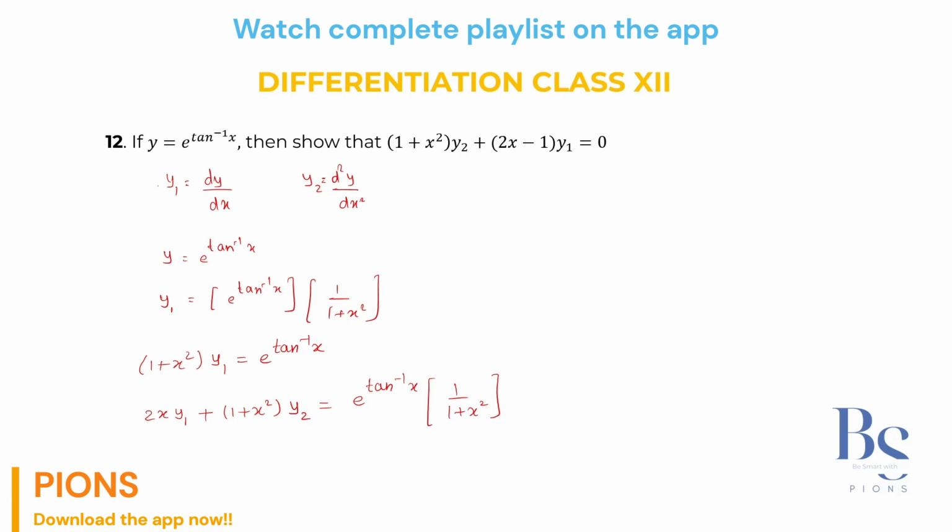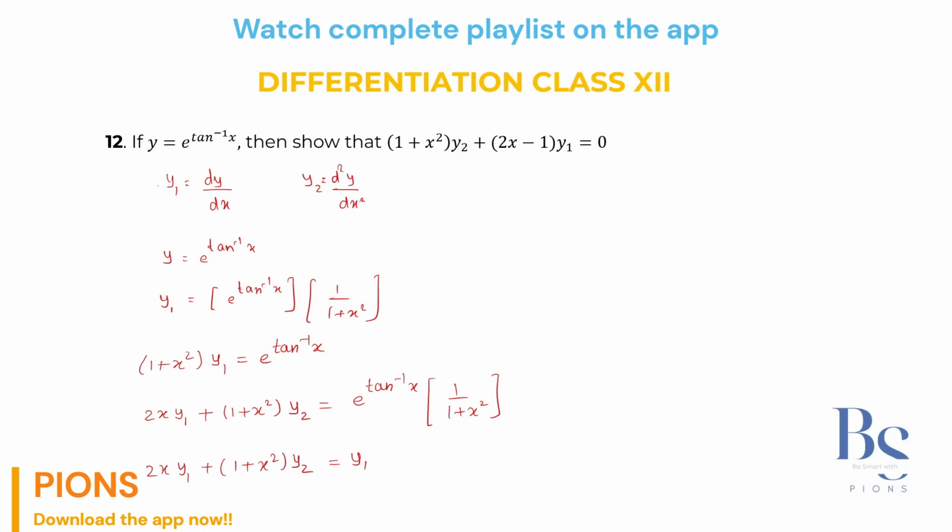Look at our y1. Look at this y1. Right hand side, and here on the right hand side, it's the same. Can I write this as y1 here? This will be 2x y1 plus 1 plus x square y2. I hope all of you understood this.